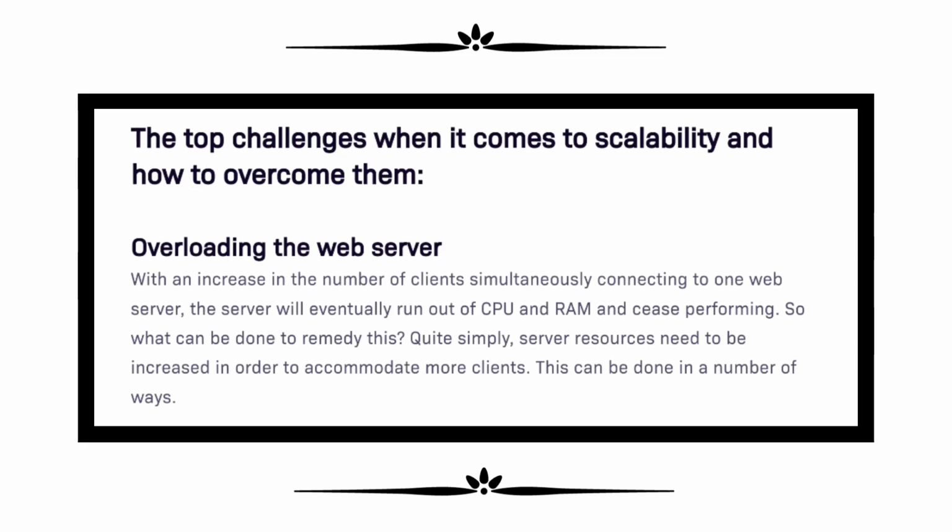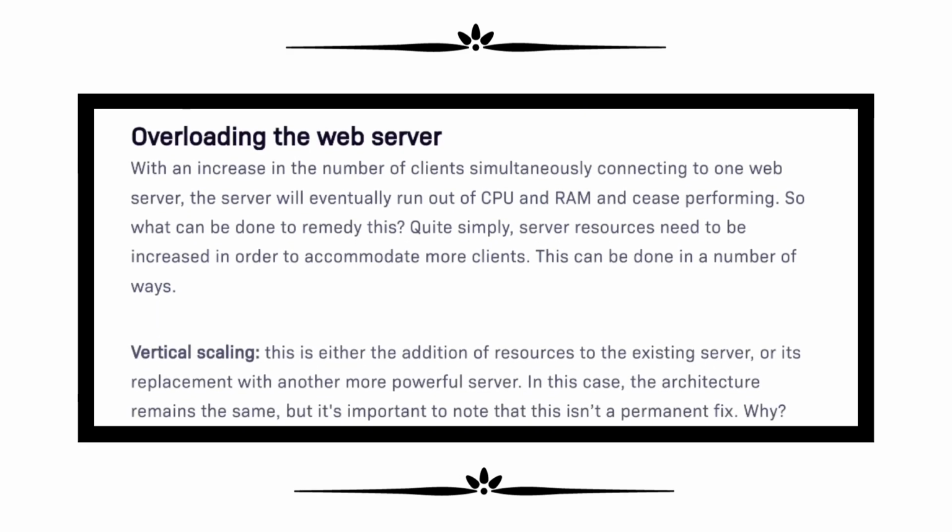The top challenges when it comes to scalability and how to overcome them. Overloading the web server. With an increase in the number of clients simultaneously connecting to one web server, the server will eventually run out of CPU and RAM and cease performing. So what can be done to remedy this? Quite simple. Server resources need to be increased in order to accommodate more clients. This can be done in a number of ways.